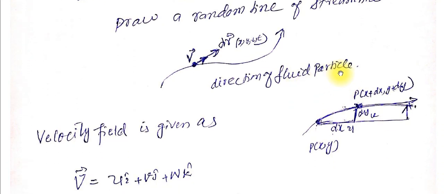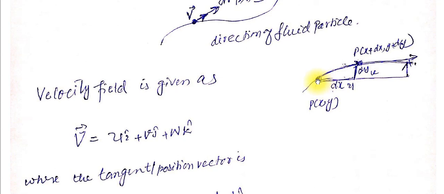Direction of a fluid particle. The fluid particle is moving in this direction, and this line has been drawn by joining the different points where the velocity vector is tangent to this line. At this point A, the velocity is a function of x and y, but after some time when it reaches this point, it covers some distance, so it becomes a function of x plus dx, y plus dy, because it covers some distance in the x direction and y direction.